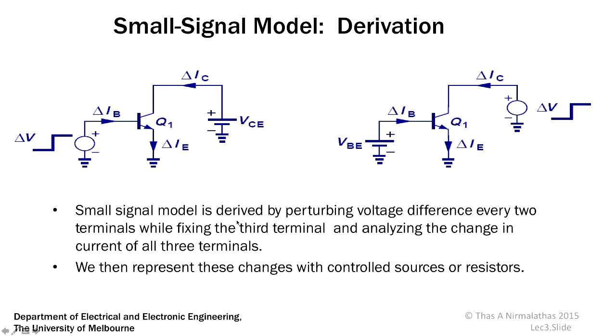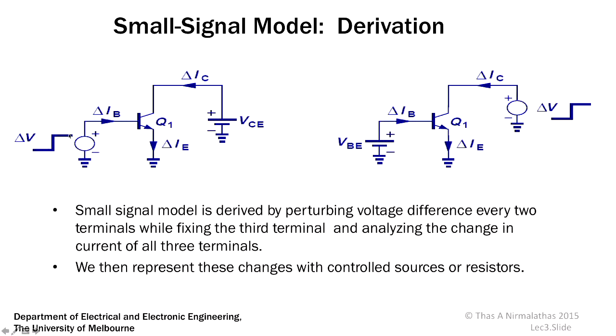Small signal model is derived by perturbing the voltage difference between every two terminals while fixing the third terminal and analyzing the change in the current of all three terminals. Perturbing means changing the voltage difference between every two terminals. You are varying between two terminals. See, this terminal with respect to this ground, or this terminal with respect to this ground. So you are changing this one. Here maybe you are changing your delta V, because this is a VB.